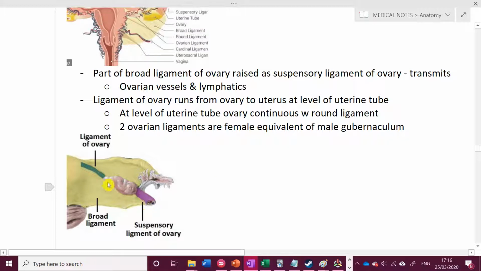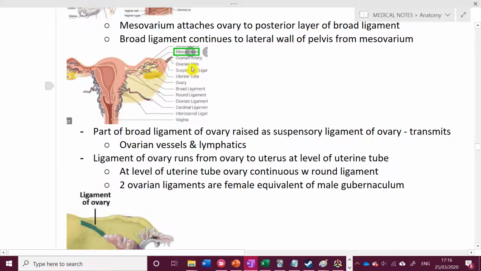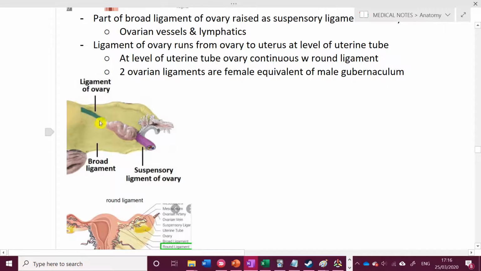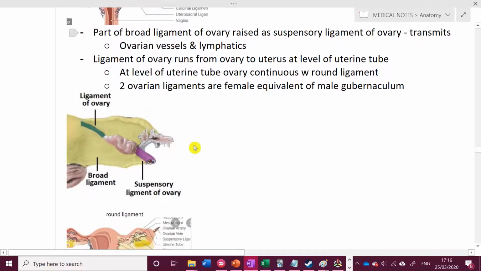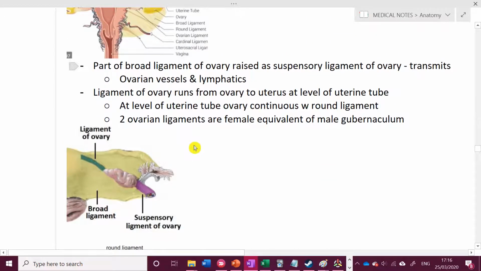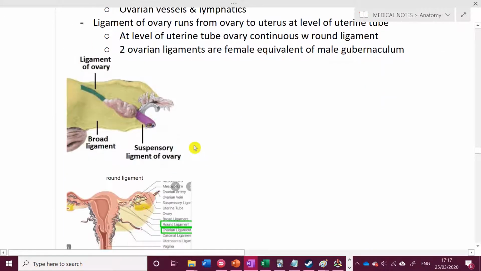The ligament of the ovary, so on the other side of the ovary, runs from the ovary to the uterus at the level of the uterine tube. So you can see the uterine tube here, and the ligament of the ovary runs from the ovary to the uterus here. And at the level of the uterine tube, it's continuous with the round ligament. So we can see the round ligament here, round ligament of the uterus. And the two ovarian ligaments are the female equivalent of the male gubernaculum.